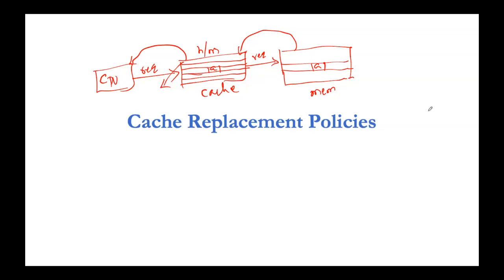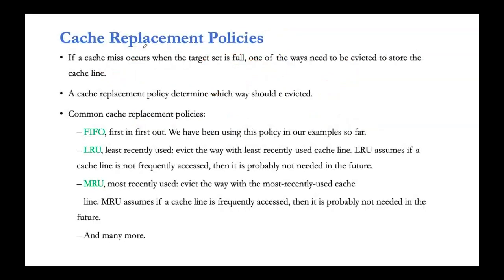Okay. So there are common cache replacement policies that we are going to discuss. The first is first in first out. Another cache replacement policy is least recently used, and the third one is most recently used, and many more policies are there. If a cache miss occurs when the target set is full, one of the ways needs to be evicted to store the cache line.